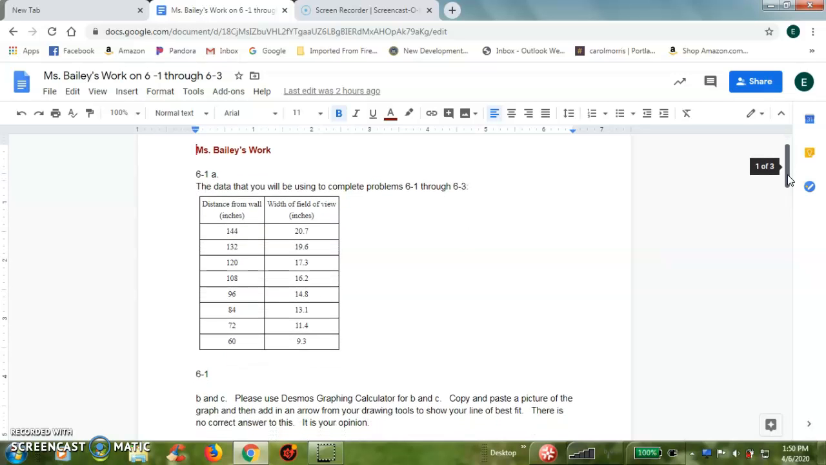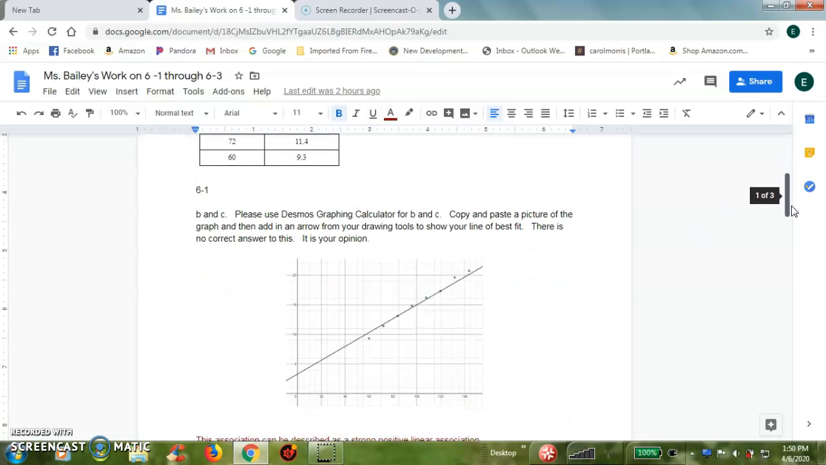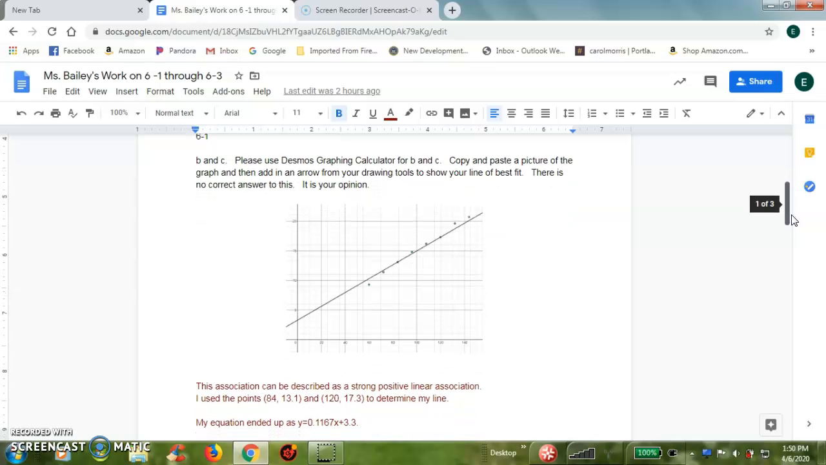So 6.1a, I just gave you the data for that, so we're all using the same data. For B and C, let me scroll down here. All right, I used the Desmos graphing calculator, and all I did was type in a table with the data from the points, and this is what mine looked like. Then I was trying to fit an arrow over that, and I could not do it. So I thought, well, you know what? I'm going to probably need the formula anyway to do these other questions, and sure enough, I did.